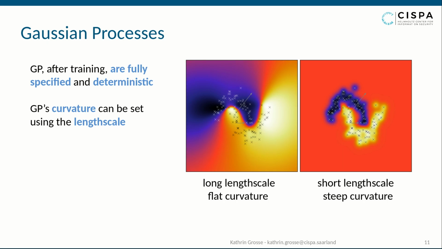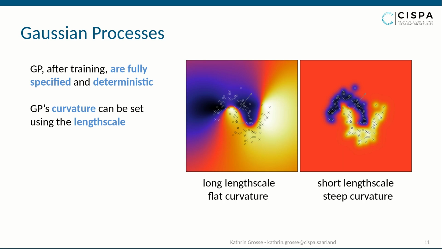One thing that is nice about Gaussian processes is that after training, they're fully specified, and in general, they're deterministic. So if you train the same Gaussian process on the same data twice, it's going to give you the same results. Another nice property of Gaussian processes is that you can influence the curvature by presetting a parameter called the length scale.